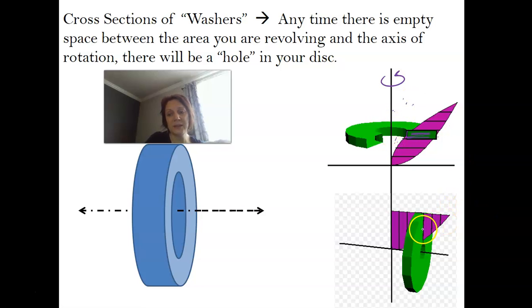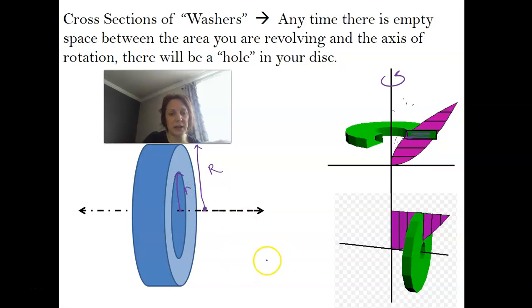Okay. Same thing down here. This area doesn't come all the way down to the x-axis. So when I revolve this, it still creates a cool disc, but it also leaves this empty space or this hole in the middle. And when that happens, we use our washer method. So in these pictures, when you're doing a washer, you always want to identify what was the radius on the outside, your outer radius, and also what was your radius on the inside, your inner radius.